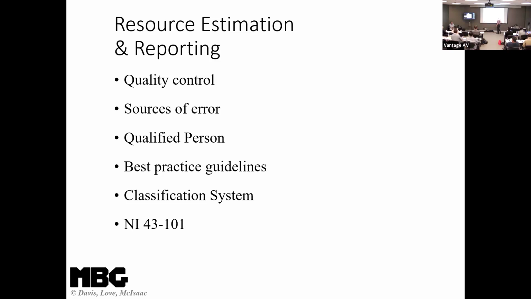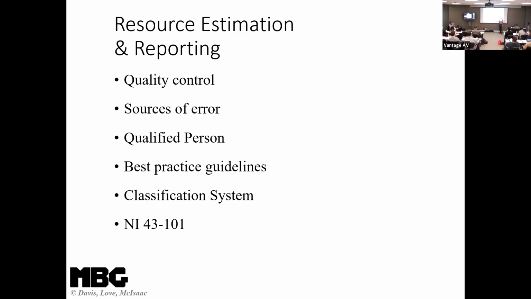We'll talk about the role and the profile of the qualified person who is the professional engineer or geologist who is doing these calculations and reporting them to you. So some best practice guidelines that we follow in our work developed by the Canadian Institute of Mining and Metallurgy. The classification systems that we use. How do we use words to transmit to you the level of risk that we gauge is present in the numbers that we give you?